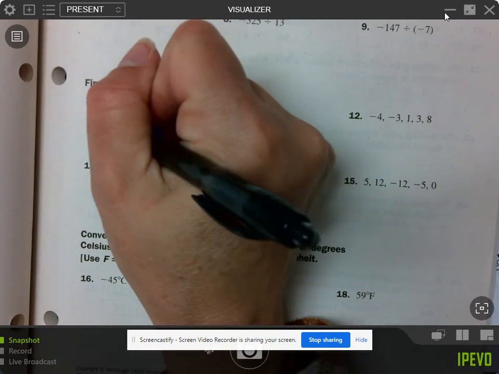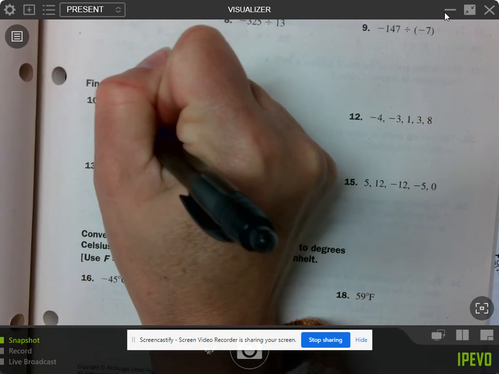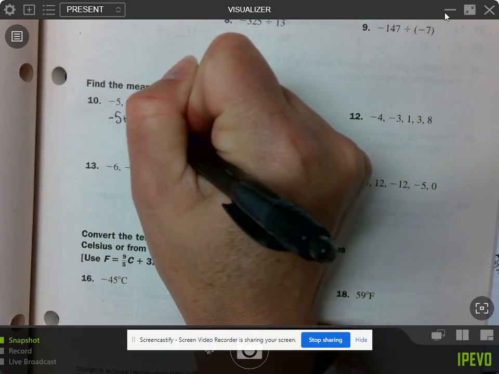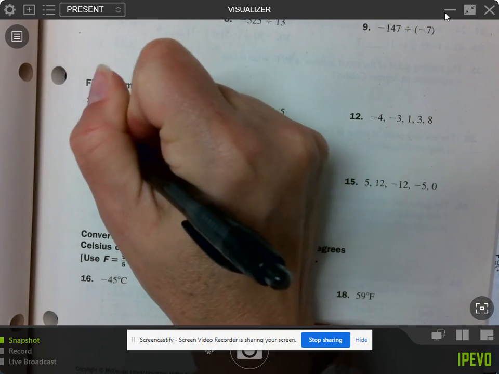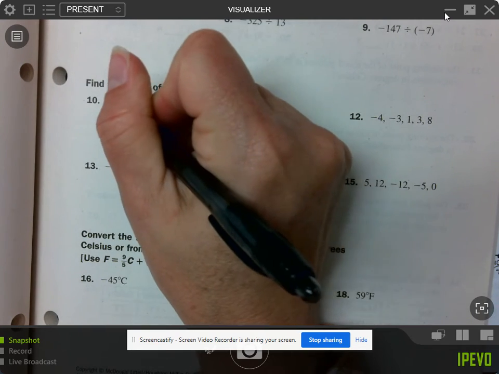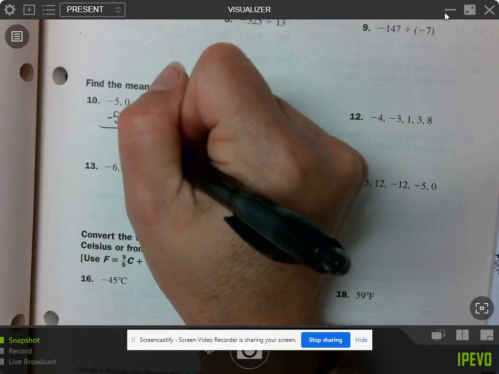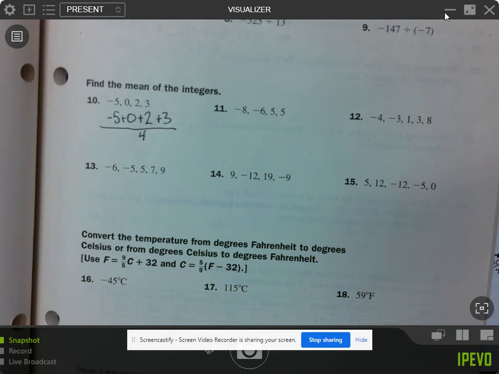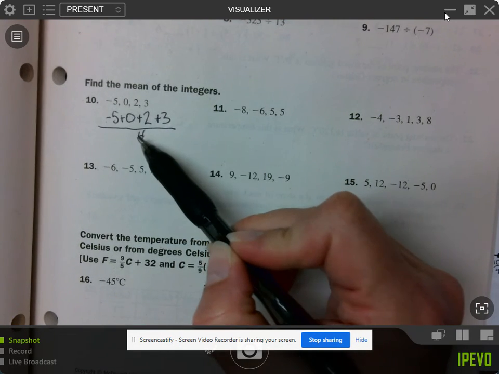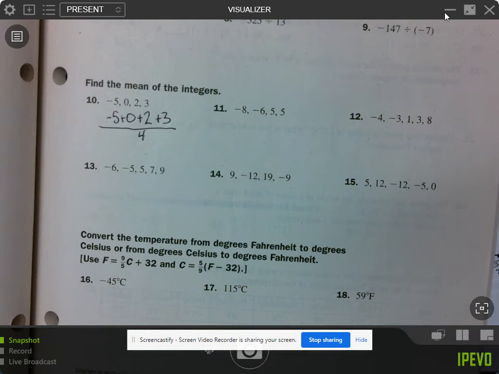Yeah, so I'm going to add them all up. So -5 plus 0 plus 2 plus 3. And then I'm going to divide it by 1, 2, 3, 4. So you add them all up and then you divide it by how many numbers there were.